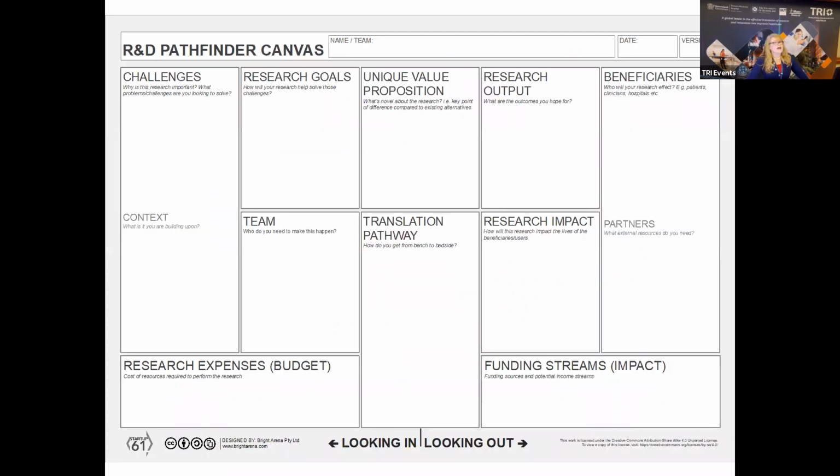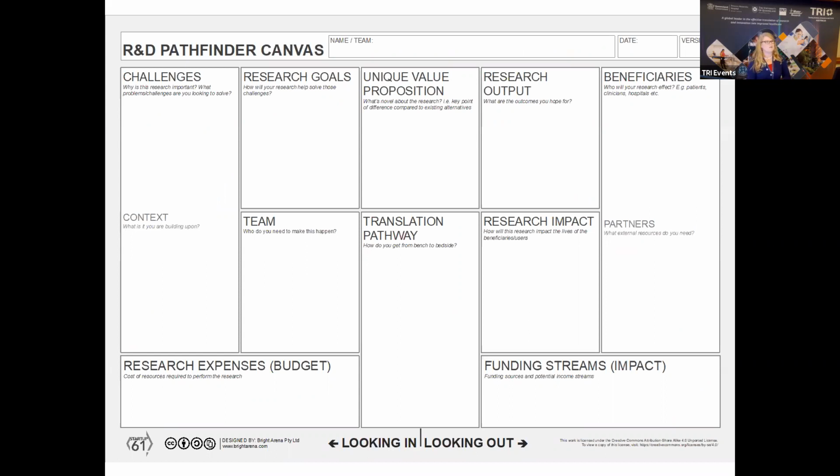So I would encourage you to actually get a little bit of a canvas like this. So this is actually for R&D, but it doesn't really matter. What this does is make you think about what your end game is. I encourage you to look at your research goals. Who's the team that needs to be involved? What actually is your translational pathway? Do you actually know how to get there?